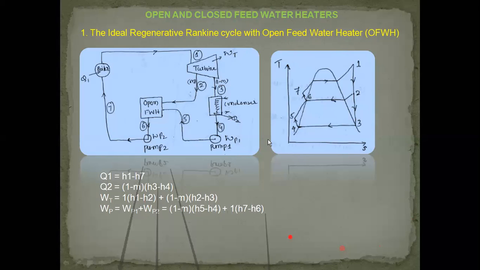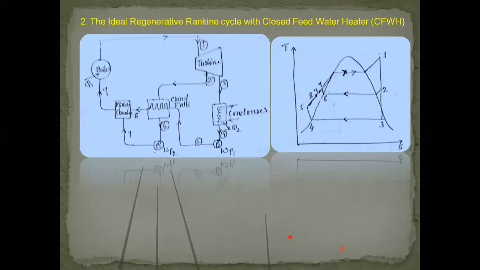Now let us understand the closed feed water heater, the ideal regenerative Rankine cycle with closed feed water heater. Now you can see the difference only regarding this. Both these streams at 2 and 5 do not get mixed up over here. They are made to pass through separate tubes and there is an exchange of heat taking place from this steam and this water. They do not get mixed over here. Instead, a mixing chamber is used over here. They get mixed up, and it is very much clear from this diagram.